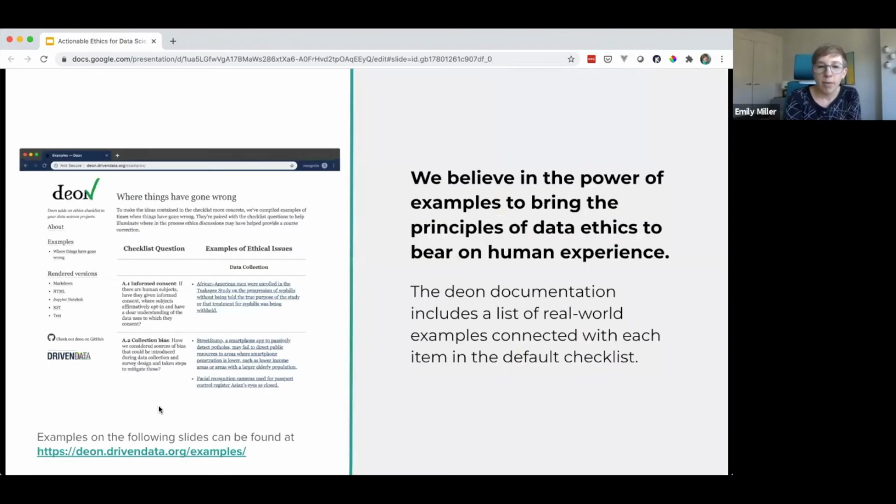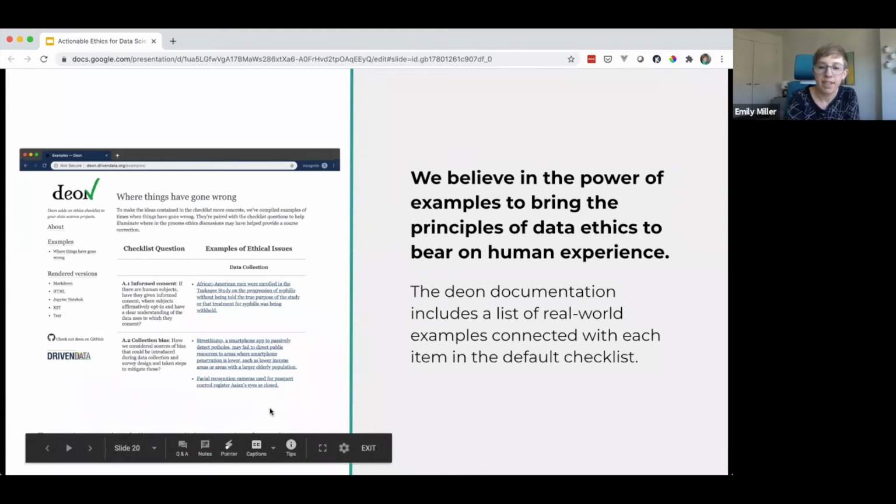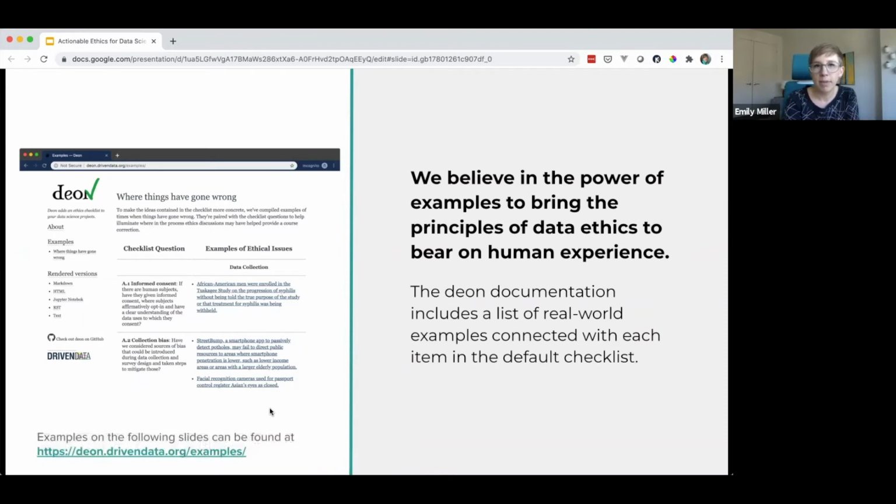One of the things that we did when we put together the documentation for Dion was to compile examples of times where things have gone wrong. And we have at least one example for every item on the checklist. And I'm going to share a few of these today as we go through the checklist content, but you can find all the links to the examples that I give and more at dion.drivendata.org/examples. So one of the reasons why we have these examples is really just to help make some of the items on the checklist be more concrete and to help illustrate where in the process having some of these discussions might have helped provide a course correction.